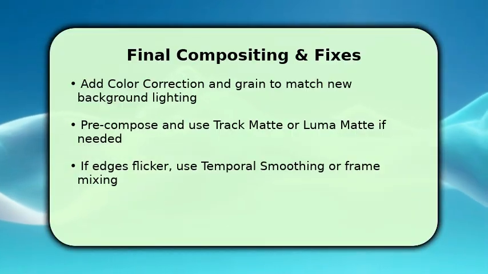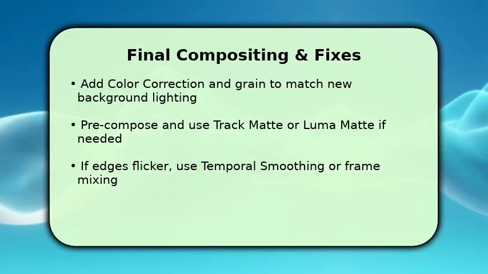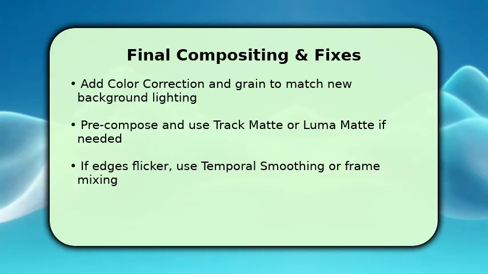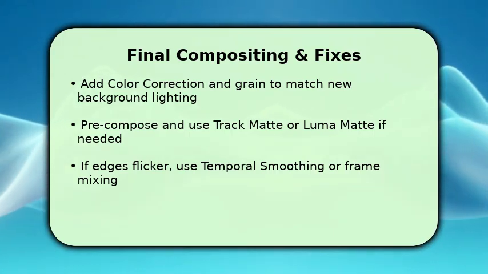If edges flicker, enable temporal smoothing or interpolate frames to stabilize the matte. Lastly, save incremental versions so you can revert if a fix introduces new issues.